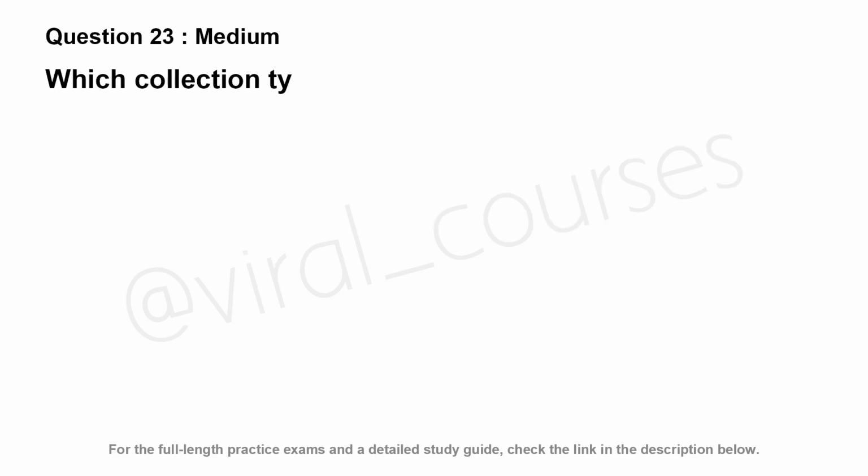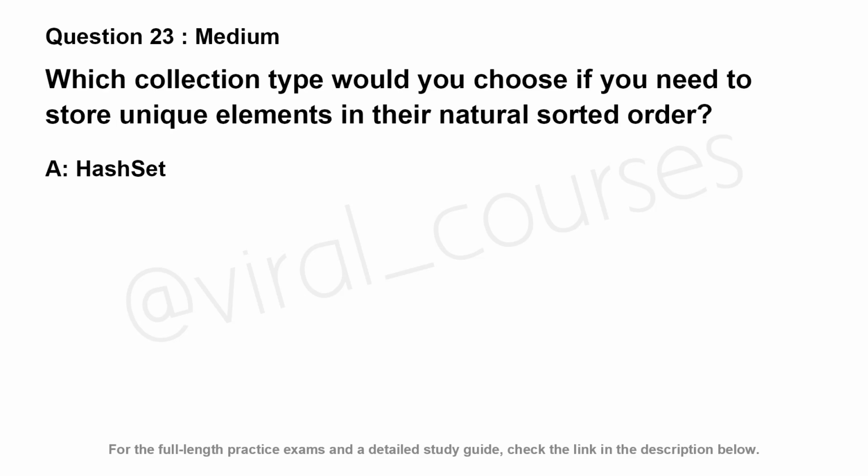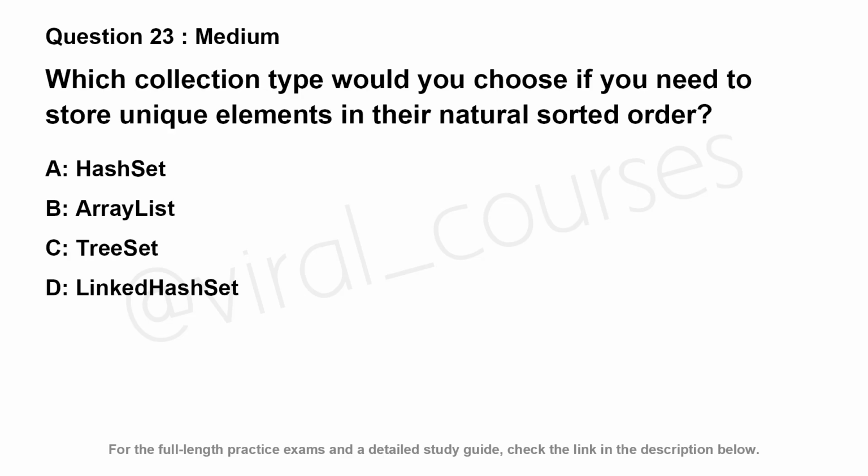Which collection type would you choose if you need to store unique elements in their natural sorted order? Option A, HashSet. Option B, ArrayList. Option C, TreeSet. Option D, LinkedHashSet.